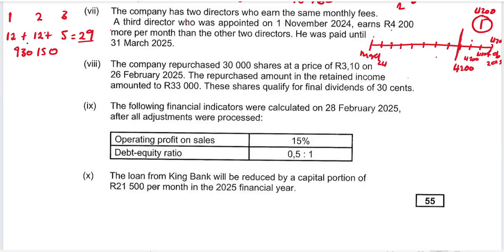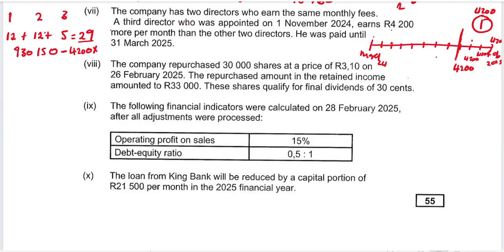So we must make sure we equalize their fees. How are we going to equalize it? We're going to subtract the 4,200, because this one is getting 4,200 every month, which is more than the other directors. We subtract that 4,200 and multiply by the months that they received.